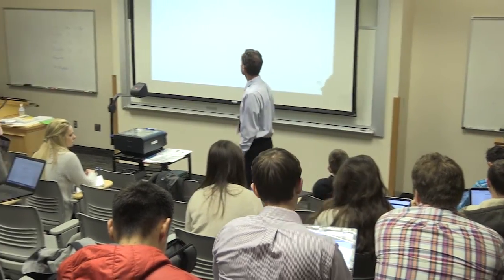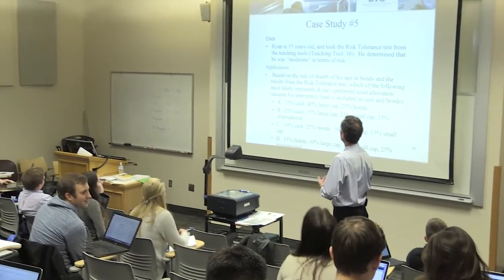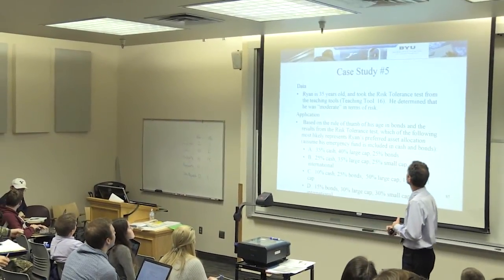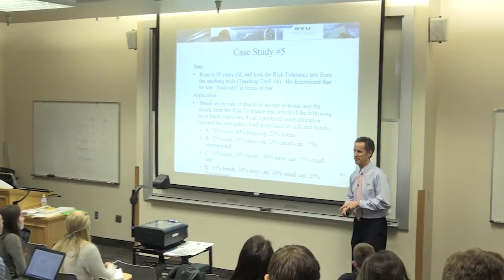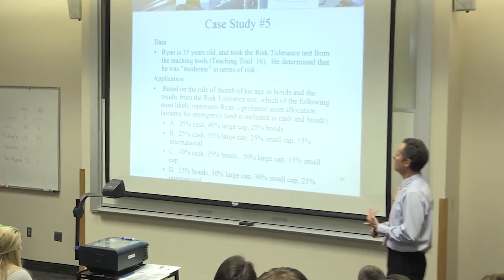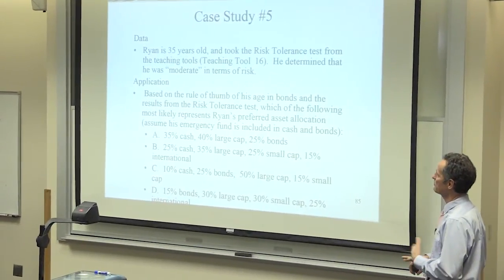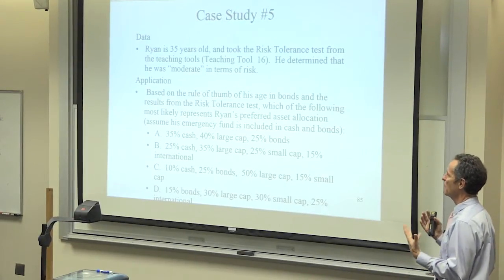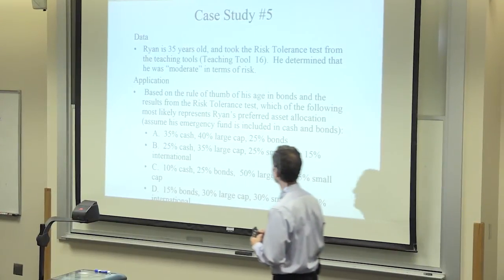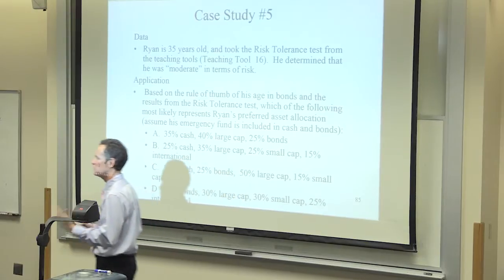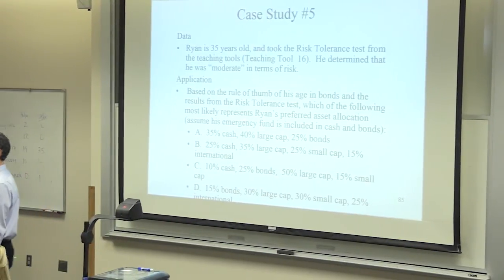Okay, here's a case study. He's 35 years old, took the risk tolerance test. He determined he was moderate. Based on the rule of thumb, his age in bonds, and the results from the risk tolerance test, which most likely represents Ryan's preferred asset allocation? Realize his emergency fund is included in his bonds and cash allocation.